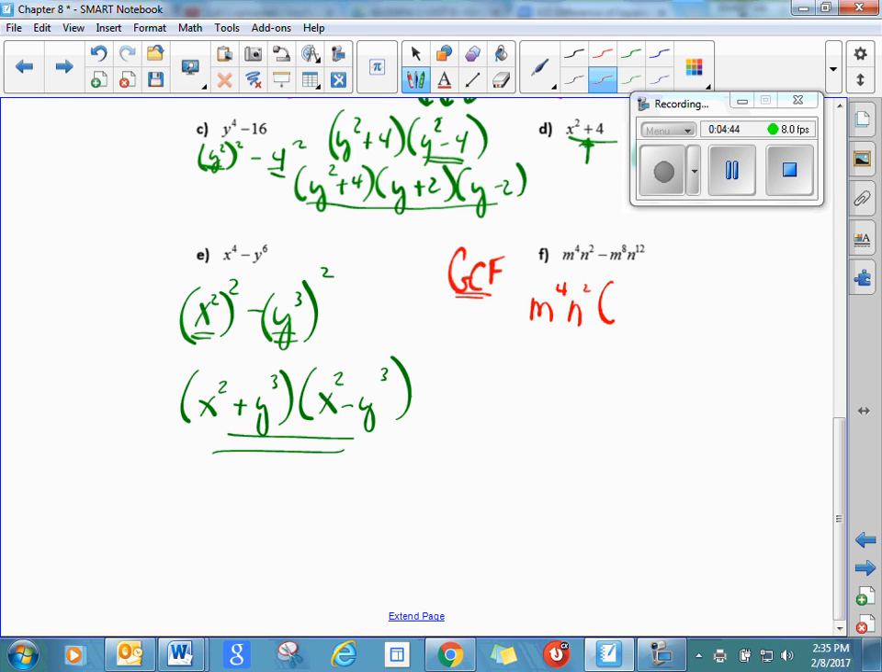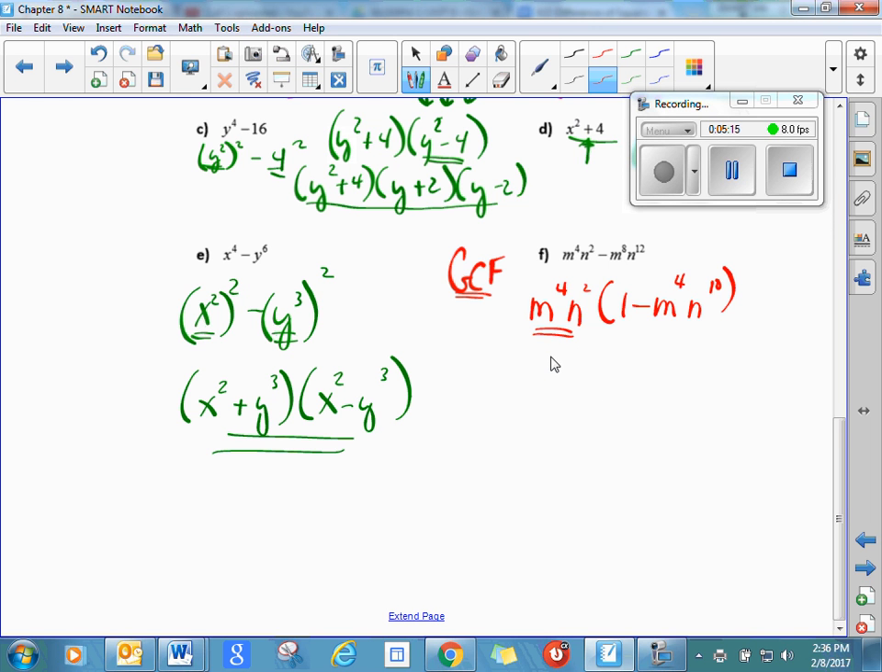And when we do, we get 1 minus m to the 4th n to the 10th. And satisfy yourself that you can multiply back. That times 1 gives me himself. That times negative m to the 4th n to the 10th gives me 4 and 4 is 8, and 2 and 10 is 12. So I'm pretty satisfied now that I have the right factoring the GCF out.